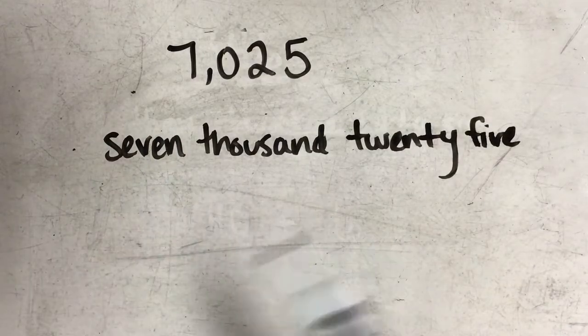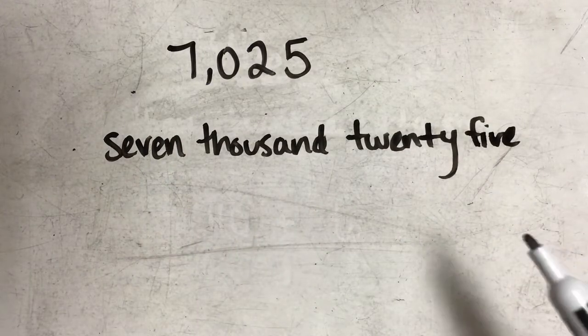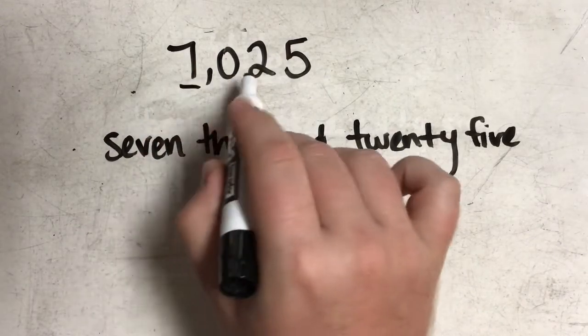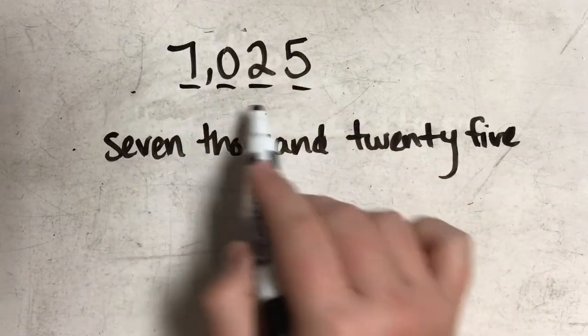Notice I didn't say 7,025 with an "and." We want to make sure that we are not using the word "and" unless we have a decimal in our number, which in this case we don't have a decimal, so we would just read that number as 7,025. All right, for our expanded form, again, we're going to look at each digit based off of its place value.